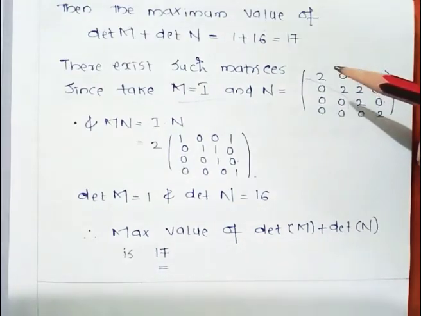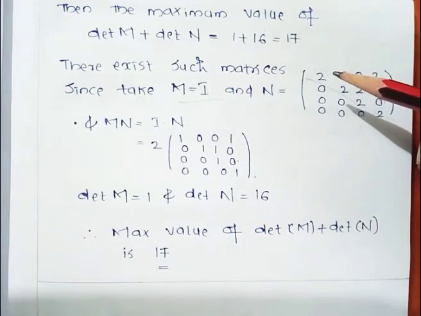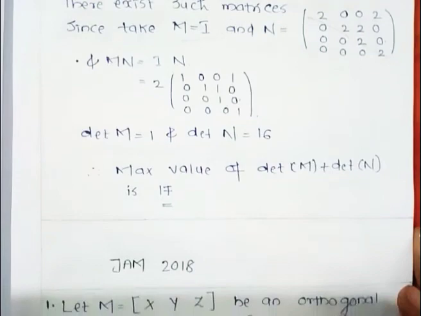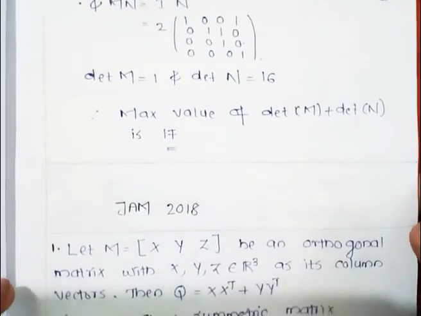So here the JAM questions of 2019 under the section theory of matrices and system of linear equations are over. Now we are discussing, under the same section, the JAM questions of 2018.